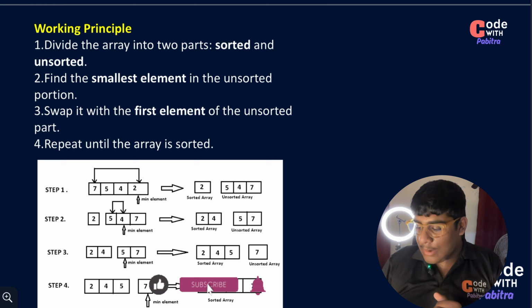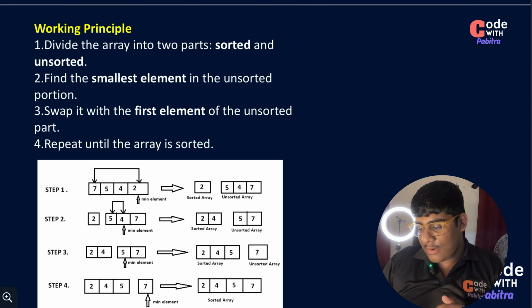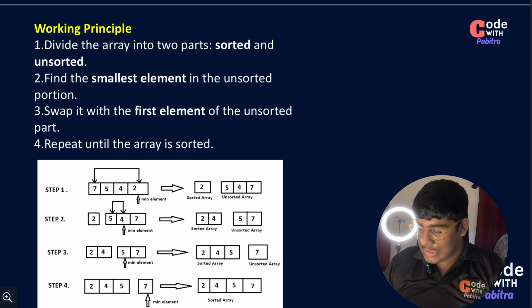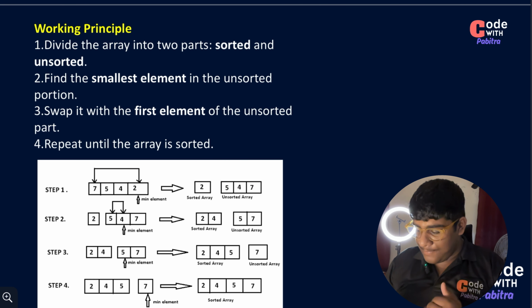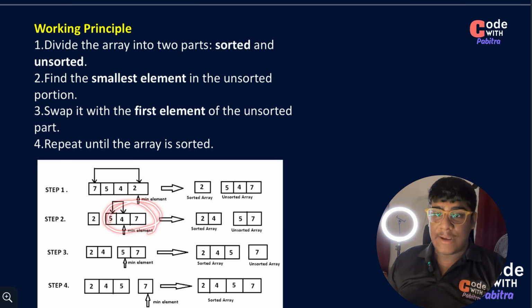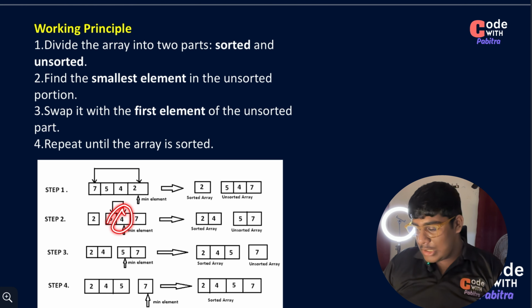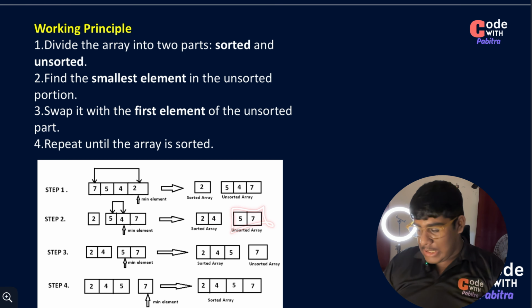Step 1, find the minimum element in the array. Here we can see the minimum element is 2. So 2 is the sorted array and the rest is the unsorted array. In the next step, from the unsorted array we find the minimum element, which is 4. So this 4 goes to the sorted part. Now 2 and 4 are sorted, and the unsorted part is 5 and 7.